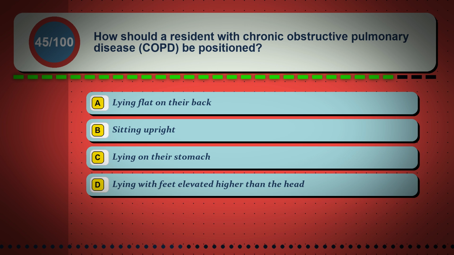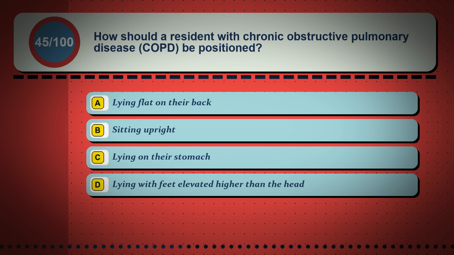Question 45. How should a resident with chronic obstructive pulmonary disease, COPD, be positioned? Option A, lying flat on their back. Option B, sitting upright. Option C, lying on their stomach. Option D, lying with feet elevated higher than the head.